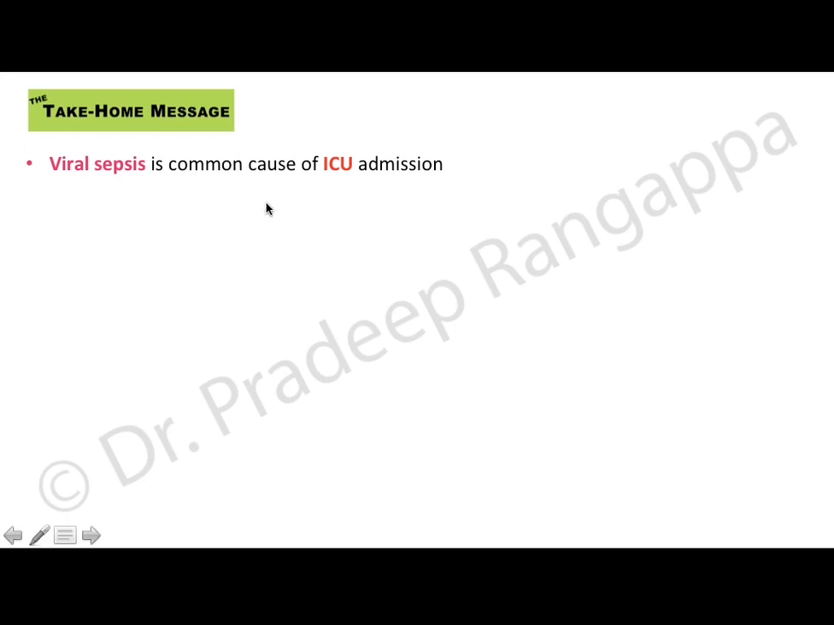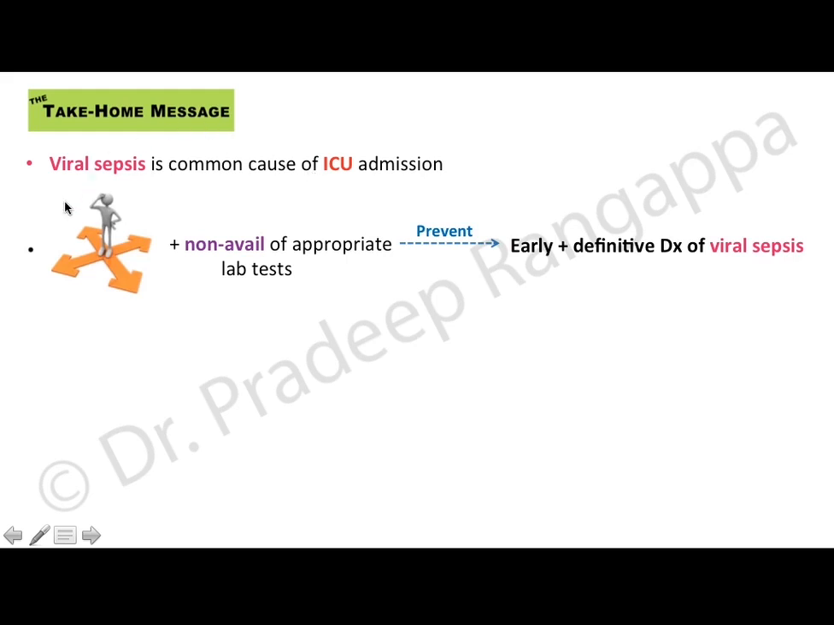So the take home message: viral sepsis is a common cause of ICU admission. I think decision making in viral sepsis is sometimes difficult because of non-availability of appropriate lab tests. Apart from the standard viruses like dengue, we do not have robust lab tests for other viruses. Because of this, our ability to prevent and diagnose viral sepsis early can be a problem. And there are limited treatment options.